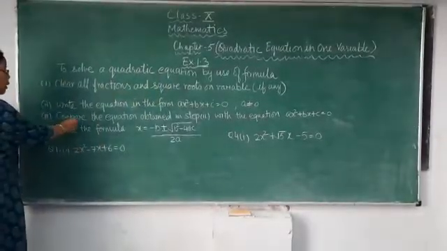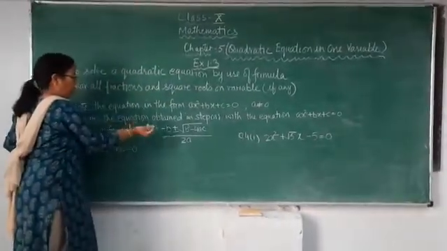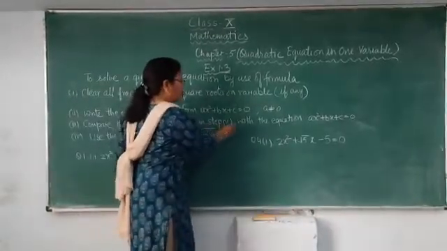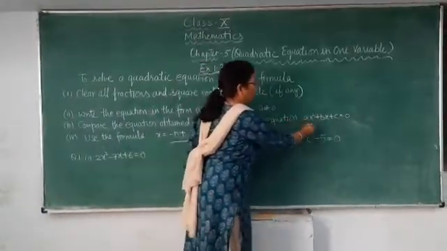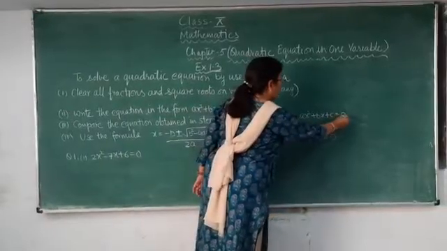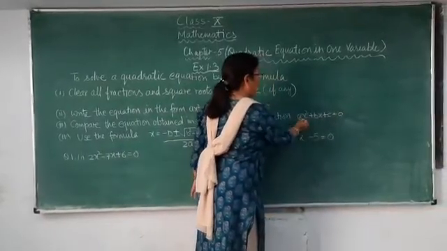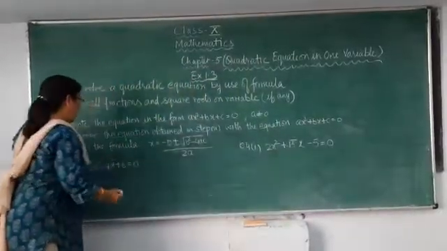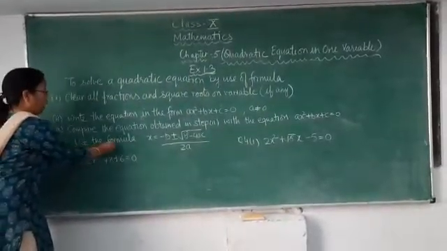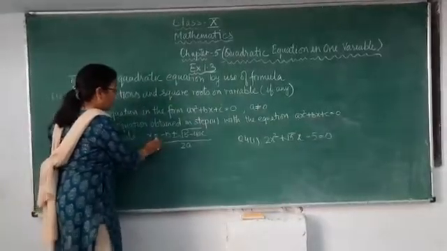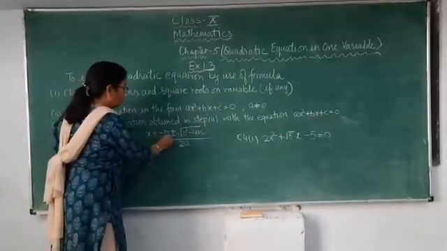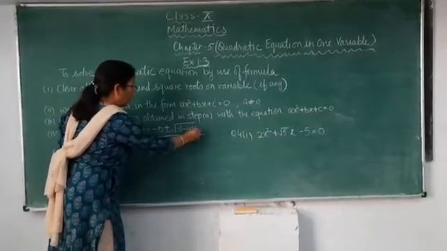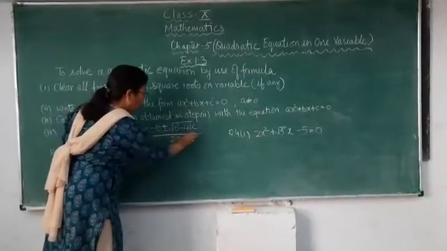Then compare the equation, whatever the equation is given to you, you have to compare that equation obtained in step 2 with the equation ax square plus bx plus c equals to 0, where a, b, c are any integer. Then use the formula. The formula is x equals to minus b plus minus under root b square minus 4ac upon this whole upon 2a.